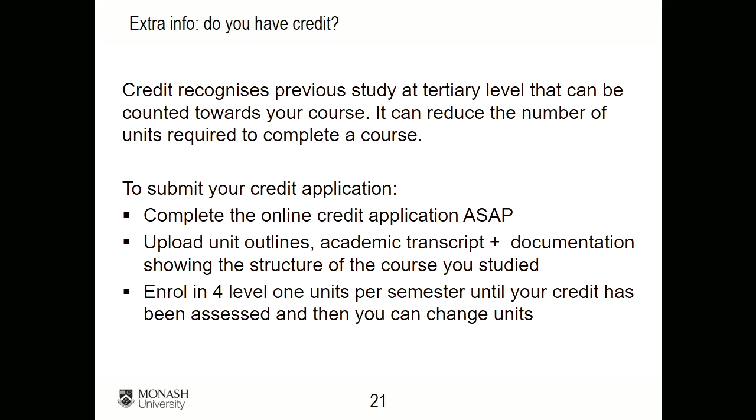This will take a little bit of time to come through. So before that comes through, you still need to enrol in 4 level 1 units per semester. That means if you're applying for accreditation for a first year unit that you may have completed at BCE level, just enrol in the 4 units, and then you can make a change later on once your credit application comes through and it gets approved.